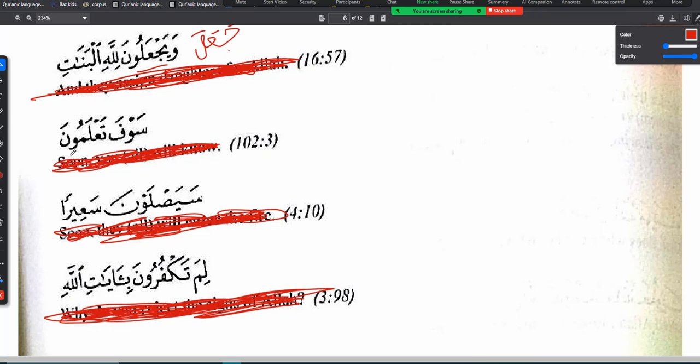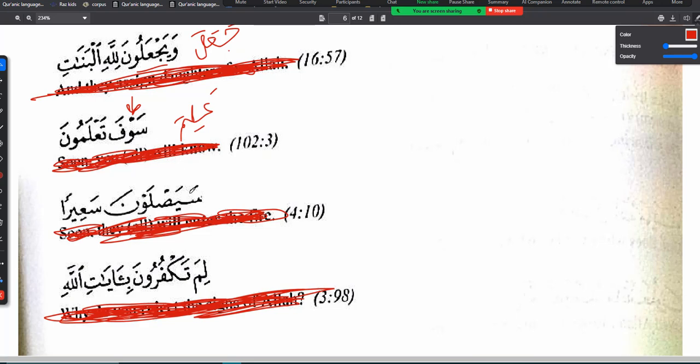Sawfa ta'lamun. This we already did. Soon you will. Very good. What is the madi and mudari? Alima ya'lam, alima ya'lamu. What is the pronoun? Pronoun is antum, right? You all know. So soon you all will know. So you will say "will" here. You will not say "you all know." Why? Because of the sawfa. Sa and sawfa, you will always translate the mudari as future tense.